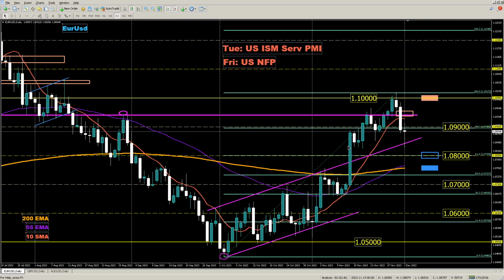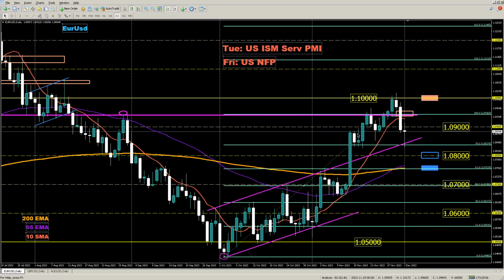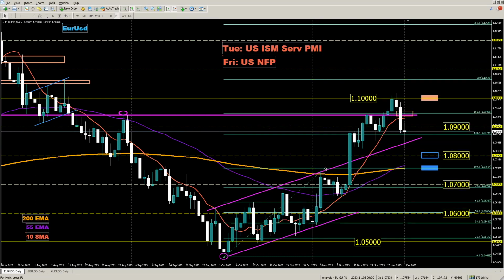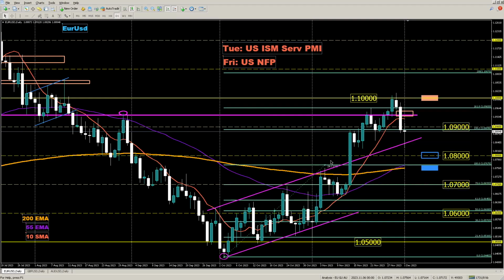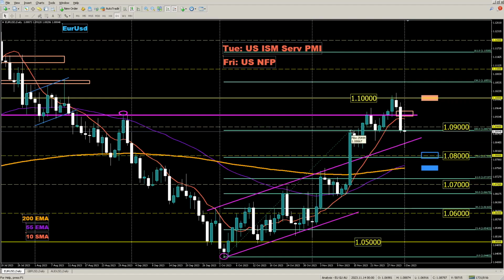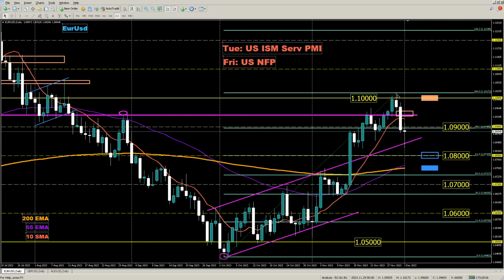Okay, so we'll shift the fib to this level here. Let's just check whether there was any continuation move that it has hit. So let's mark this as a new possible start of a retracement. Okay, let's compare this with the US dollar index, DXY.